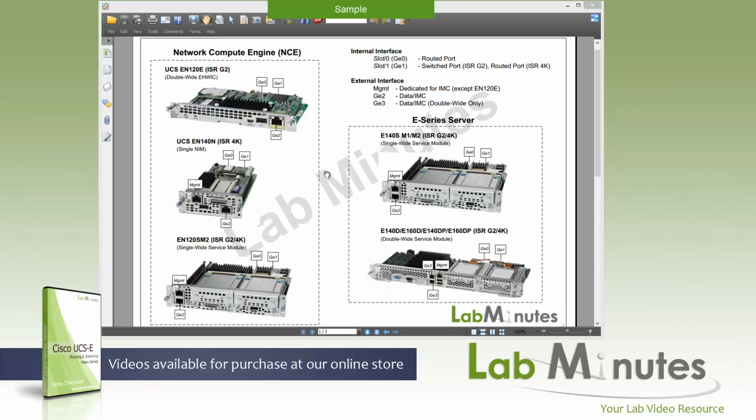For basic network application with one or a few VMs, Network Compute Engine might be sufficient. But if you plan to run additional applications for your business, then you might want to look at the E-Series server that has more powerful computing resources. We are not going to go into much more detail on the hardware specifications, as we can easily look that up on the product datasheet and Cisco website.